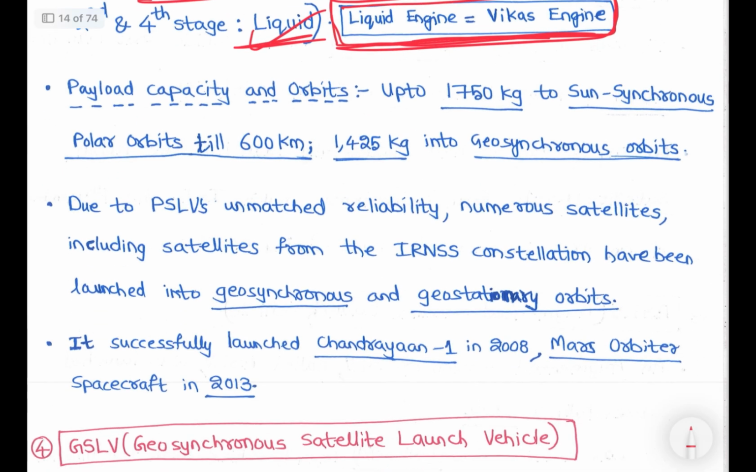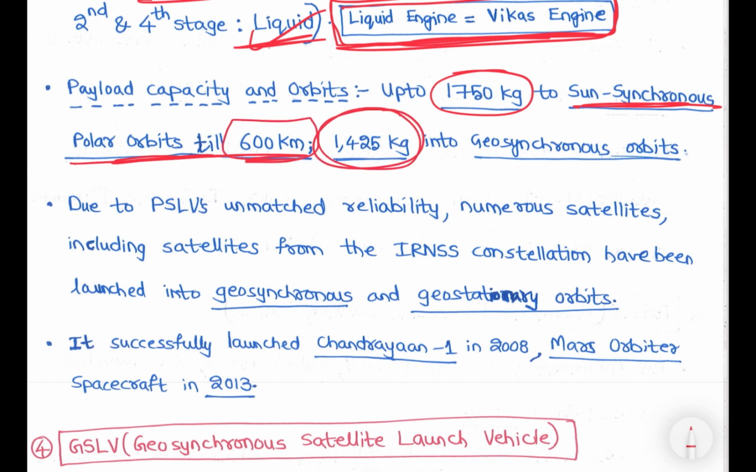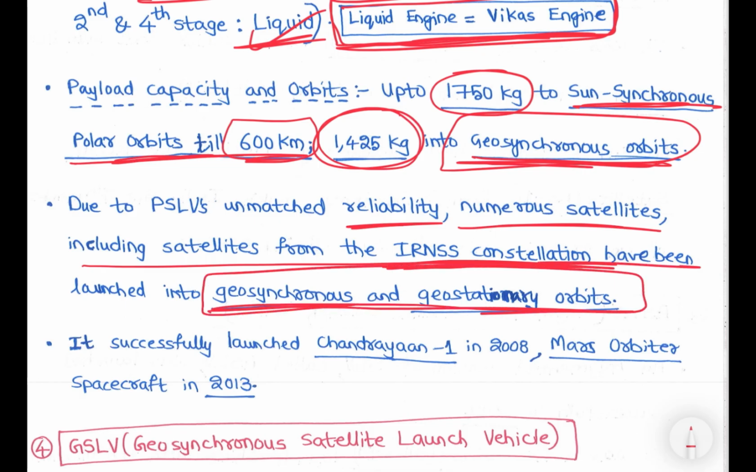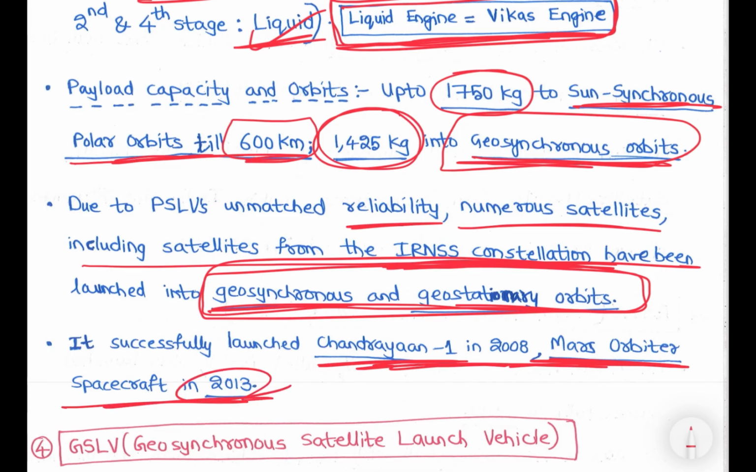Payload capacity is 1750 kg to sun synchronous polar orbit at 600 kilometers and 1425 kg into geosynchronous orbit. Due to PSLV's unmatched reliability, numerous satellites including satellites from the IRNSS constellation have been launched into geosynchronous and geostationary orbits. It successfully launched Chandrayaan 1 in 2008 and Mars Orbiter spacecraft in 2013. A few examples which we can remember.